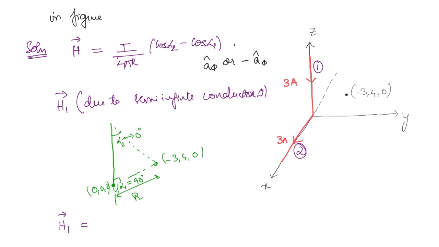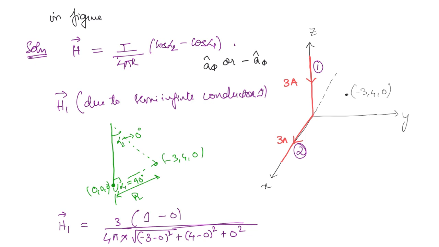is equal to, I is given as 3 amperes, so 3 by 4 pi into r, where r is root over ((-3 minus 0) whole square plus (4 minus 0) whole square plus 0 square). This is 4 pi r. Next is cos alpha 2, which is 1. So you can write 1 here, minus 0.